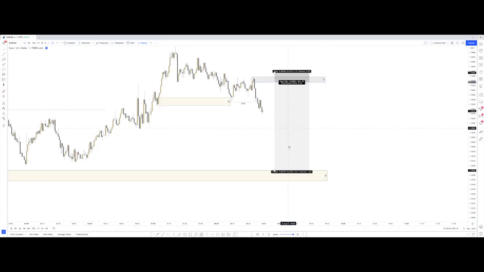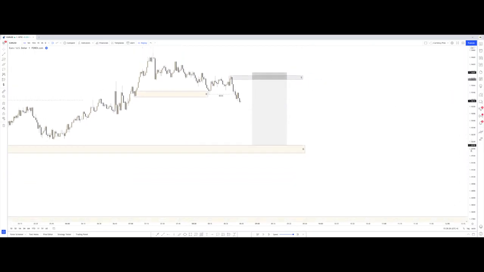And as you can see, 2 pip stop loss, 18.7 pip target profit, which leaves us a 9.35 risk to reward ratio, which is absolutely phenomenal. Can't complain about that. That is more than most traders make in a month, if not a quarter. Some traders don't even make that in a year, to be honest. So that right there is phenomenal.